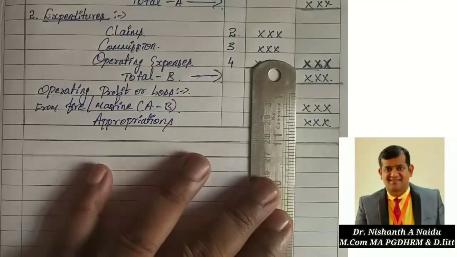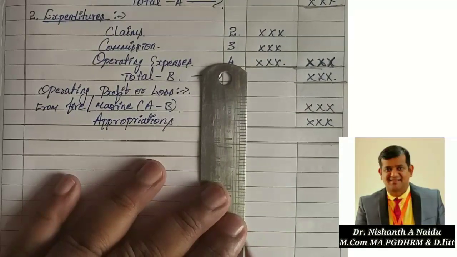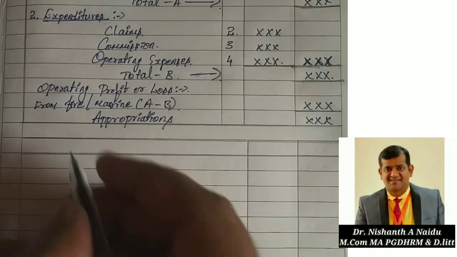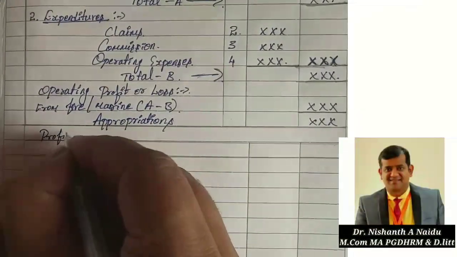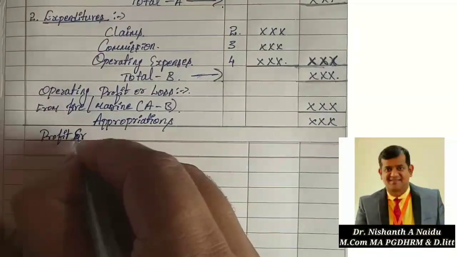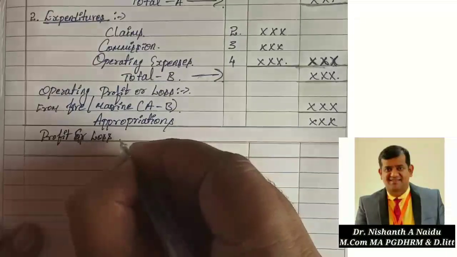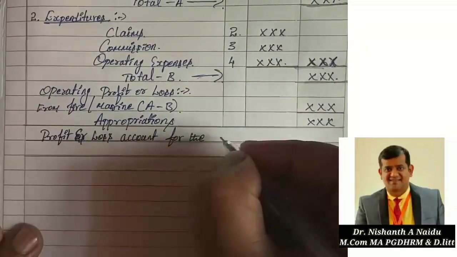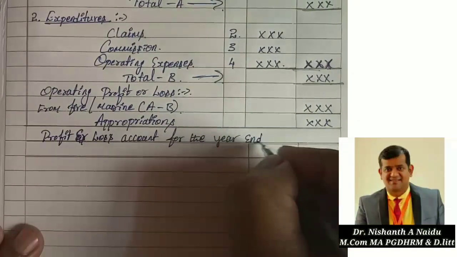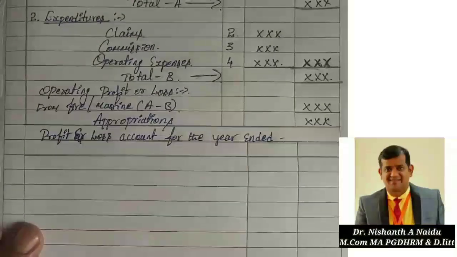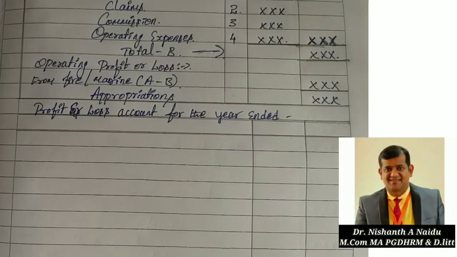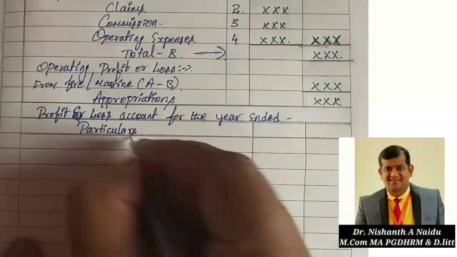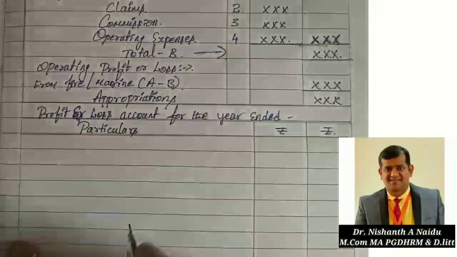The same type of table with the two amount columns. So write the heading now. Profit and loss account for the year ended. So write the heading for this. This is a particular column, so write it particulars. Then we have rupees, both the columns rupees.